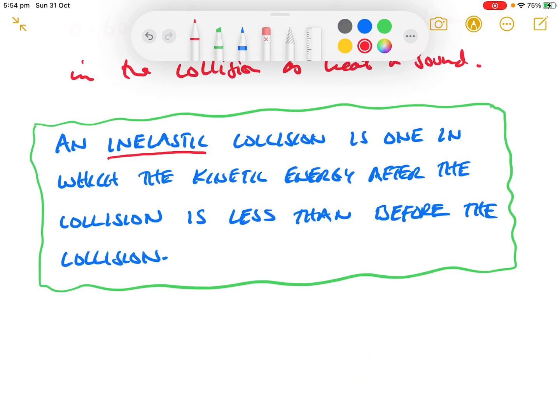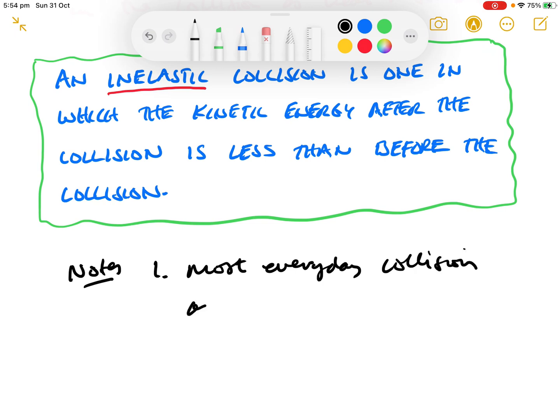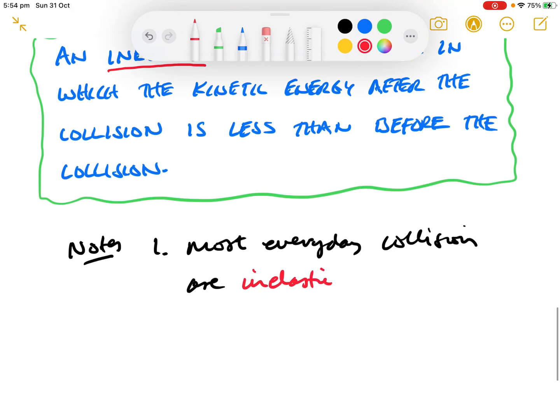And a couple of notes on that. Number one, most everyday collisions are inelastic because energy is always lost, usually due to friction, releasing heat. Kinetic energy is lost as heat.